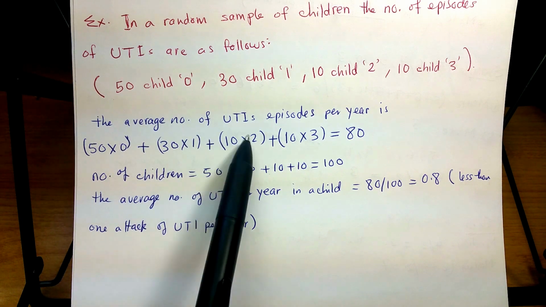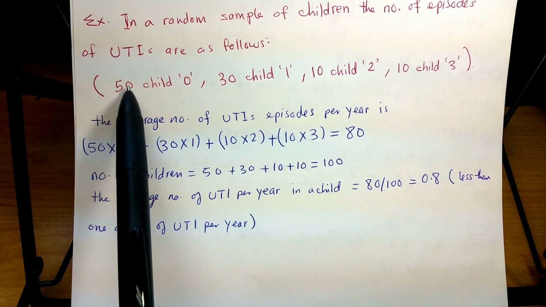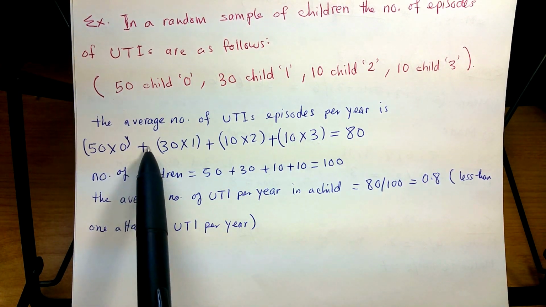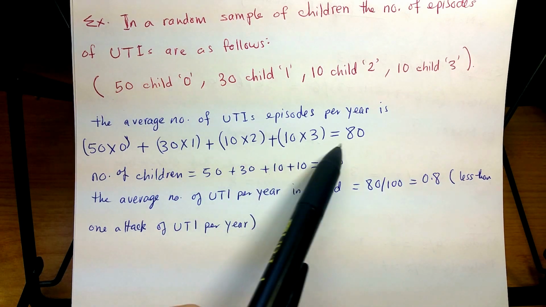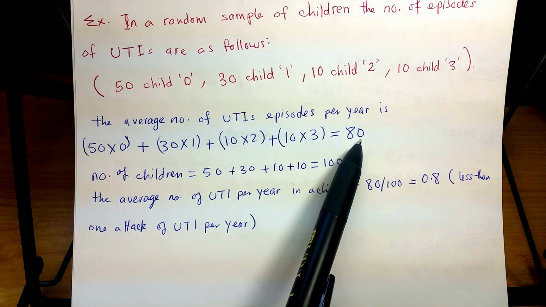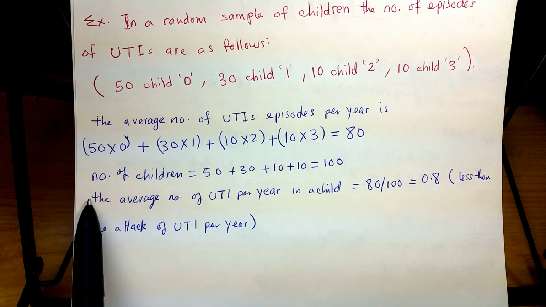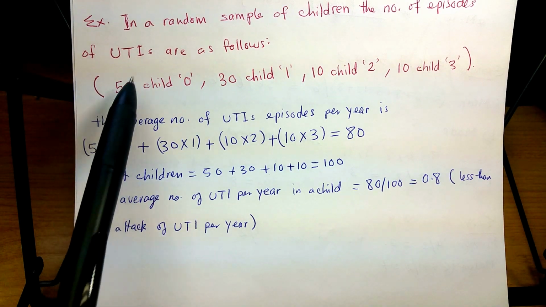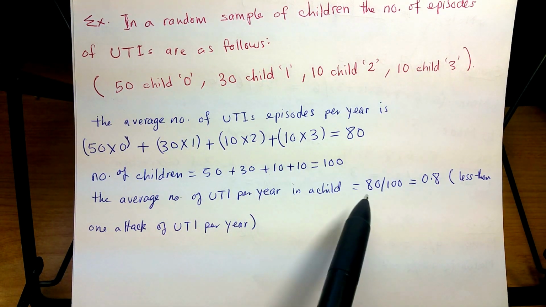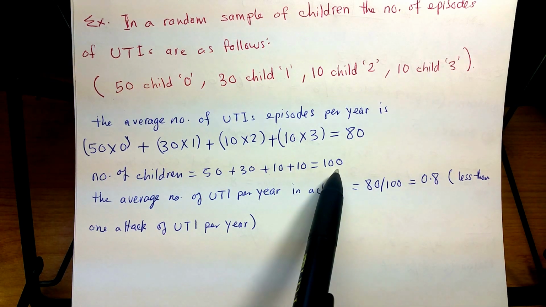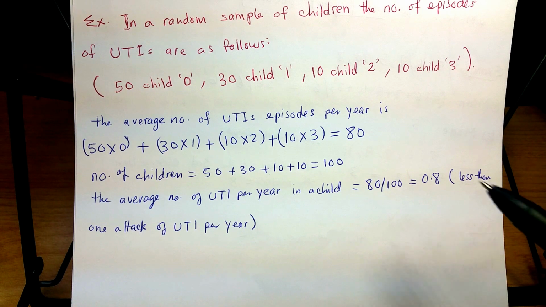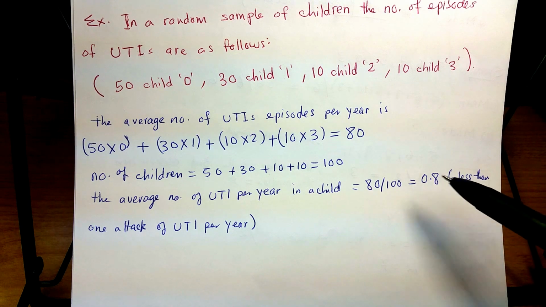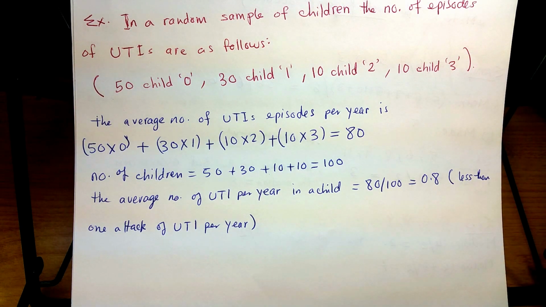So you have to get the number of UTIs by multiplying the number of children by the number of episodes they got. And then adding them all together, we'll get that they had 80 episodes per year. Then the sample size is the number of children. So we add the number of children here. We'll get that there are 100 children. Then divide the number of episodes by the number of children. We'll get 0.8, which is less than 1 attack, less than 1 per year.